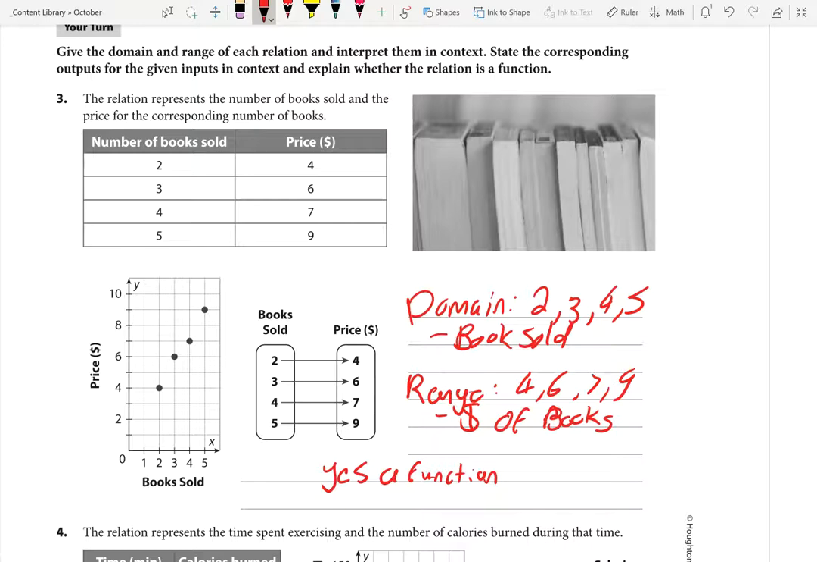My reasoning is that each book sold maps to only one price. It would not be a function if, for example, 2 books cost $4 and $6, because then you're changing the price, right? You're saying that, hey, here's 2 books, but for one person it's going to cost $4, and for another person it's going to cost $6. That wouldn't be a function because then you're saying 2 books cost different amounts of money. But we don't have that here, right? 2 books sold is $4 strictly, and so on. Each of these is paired to exactly one or the other. So yes, it's a function.